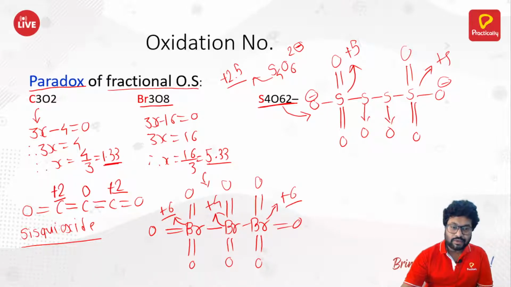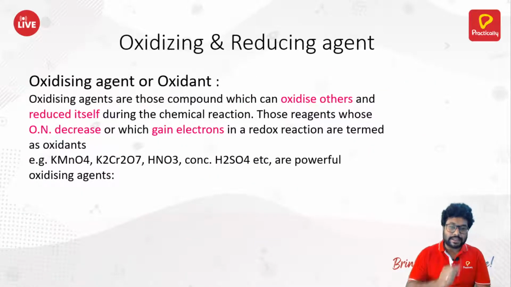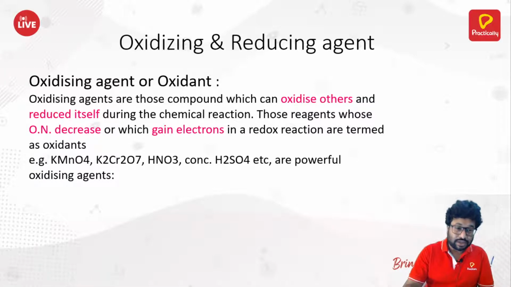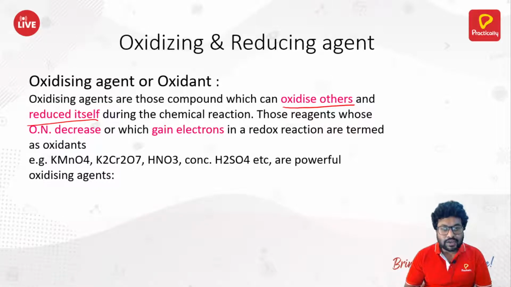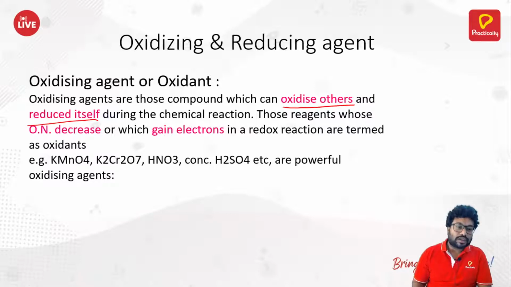Okay, moving ahead. Oxidizing and reducing agent. What is an oxidizing agent? The oxidizing agents are those compounds which can oxidize others and themselves get reduced. Now this is obvious. If I'm giving you something, I will lose something. So it's just like that. If I'm oxidizing you, I have to get reduced. So oxidizing agents are those compounds which can oxidize others and themselves get reduced during a chemical reaction.